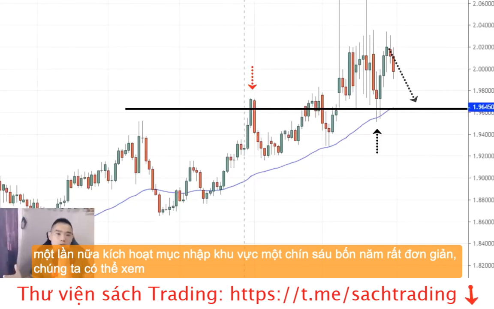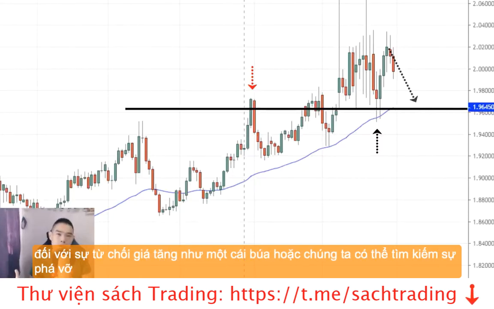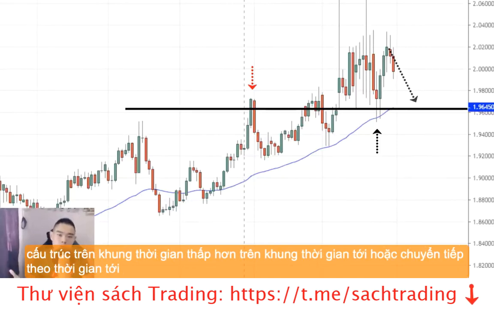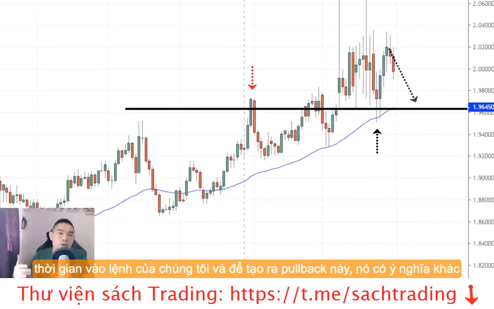Again, entry trigger, very simple. We can look for a bullish price rejection, like a hammer, or we can look for a break of structure on the lower time frame, either on a 2 or 4 hour time frame, to time our entry and to trade this pullback. Does it make sense?